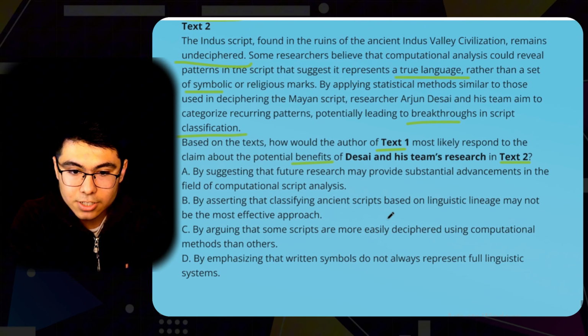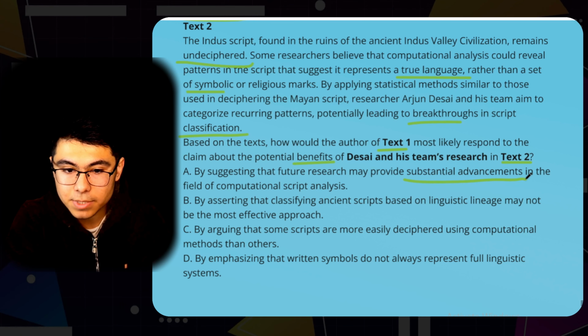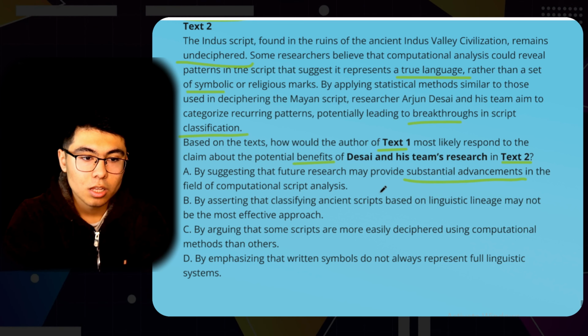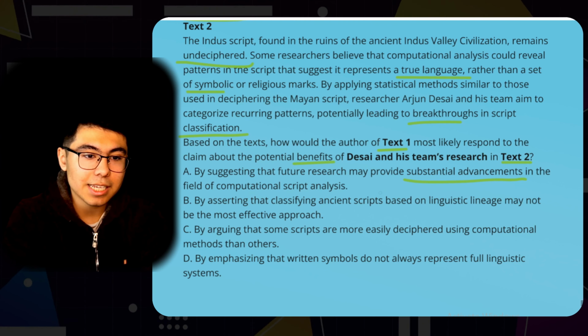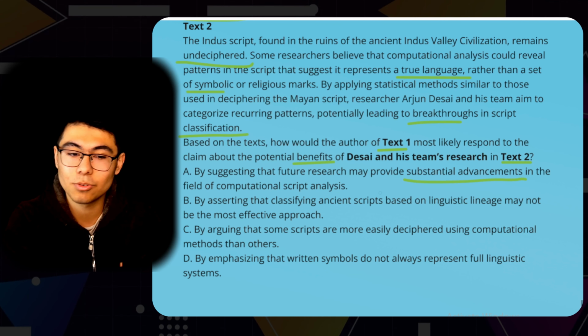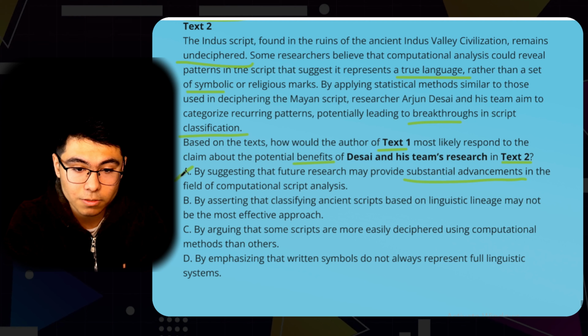Choice A, by suggesting that future research may provide substantial advancements in the field of computational script analysis. Well, text one questions classification itself rather than arguing for better research methods, so that's why A is wrong.